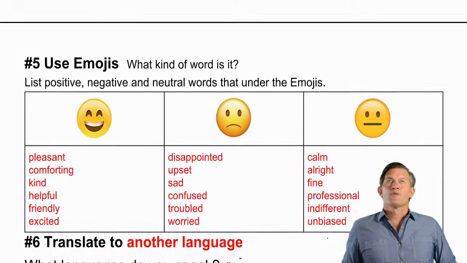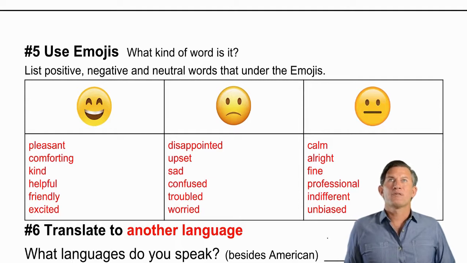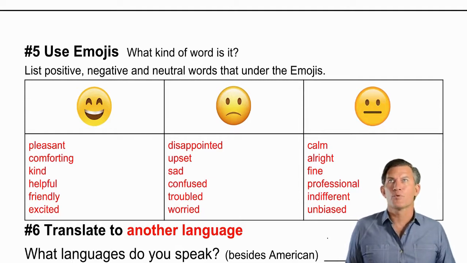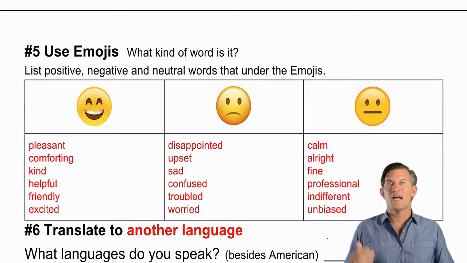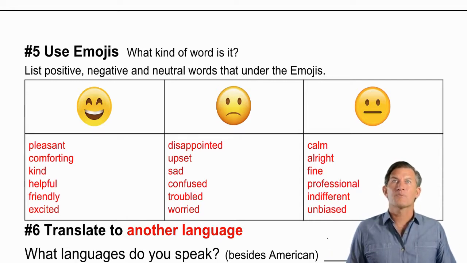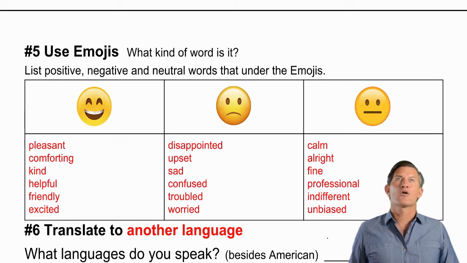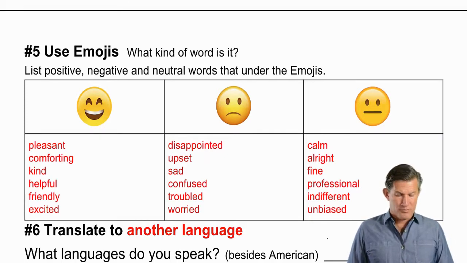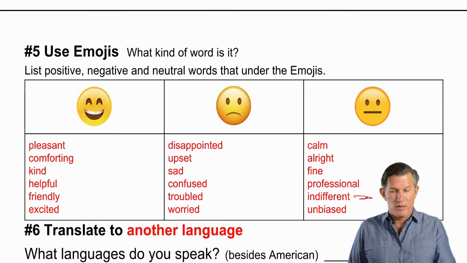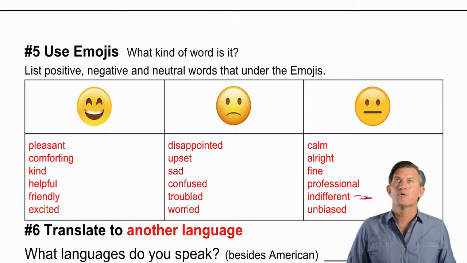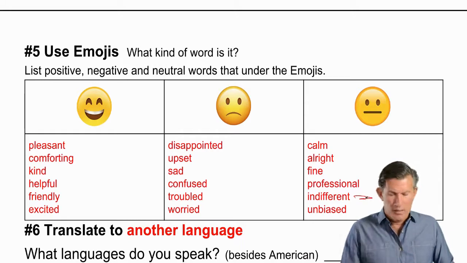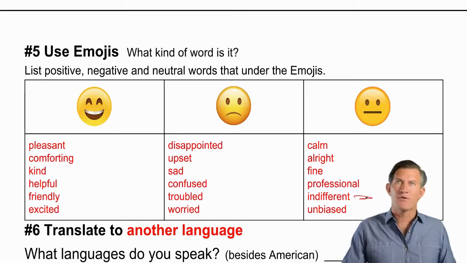Okay, so here's some positive, some negative, and some neutral words. Pleasant, comforting, kind, helpful, friendly, and excited. You can add to your list, please. Disappointed, upset, sad, confused, troubled, worried, calm, fine, professional, indifferent, and unbiased. Okay. For some reason, they have the word indifferent in there a lot in the reading section, and it just means you don't care. I mean, hopefully you do care, but otherwise you wouldn't be watching this video, right?